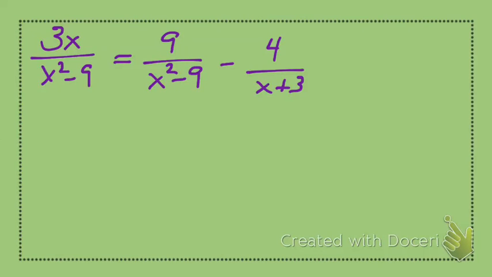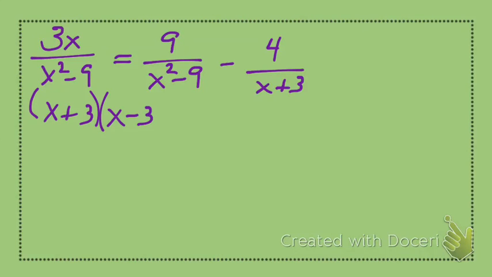Let's solve this rational equation. It's a rational equation since x is in the denominator. With x in the denominator, there are certain values of x that are restricted from the domain since division by 0 is undefined. To find those domain restrictions, let's factor the denominators.